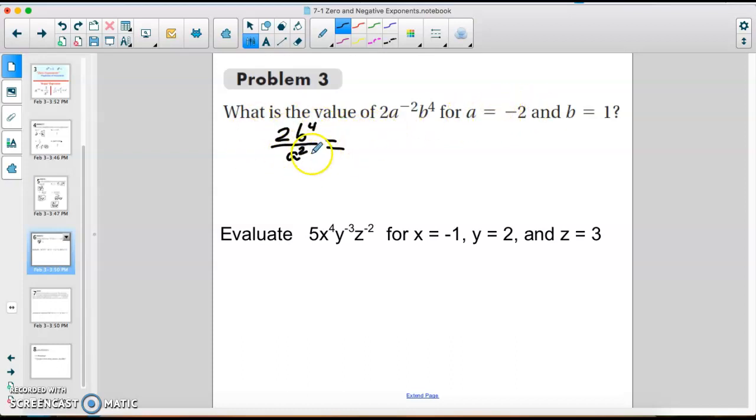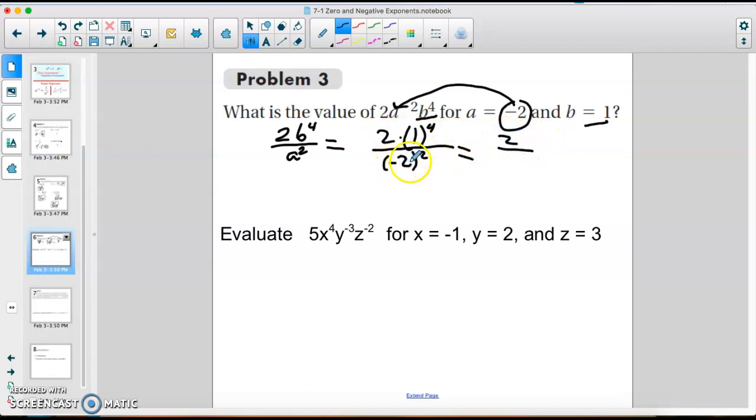Now that I have it simplified, now I can plug my numbers in, and so I have negative 2 for a. Remember your parentheses here, they're very important. Okay, and I know b is 1, so I'm going to do 1 to the 4th. So I'm just plugging in negative 2 for a, plugging in 1 for b. Okay, and now we just solve. 1 to the 4th is 1, 2 times 1 is 2. And then I know that negative 2 squared, negative 2 times negative 2 is 4. Okay, now 2/4 I can reduce down into 1/2.